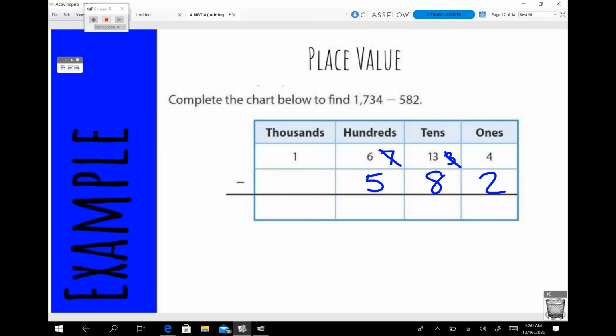So now we're just going to solve this in our place value chart. 2 from 4, 2, 8 tens from 13 tens, 5 tens, 5 hundreds from 6 hundreds, 100, and 0 thousands from 1,000 is 1,000. So we get the same answer, 1,152.